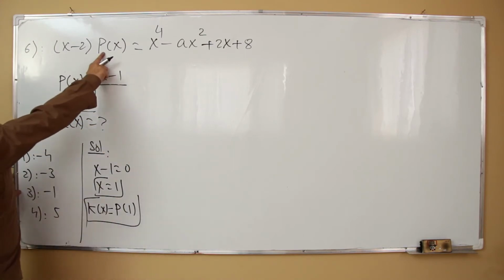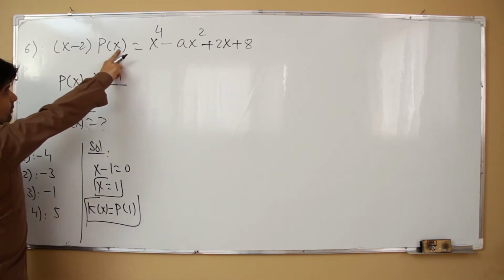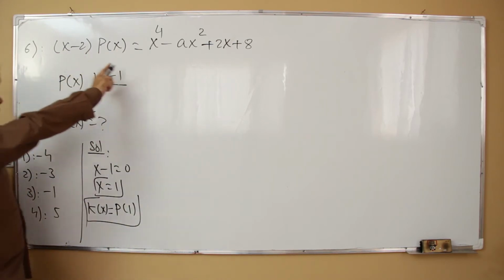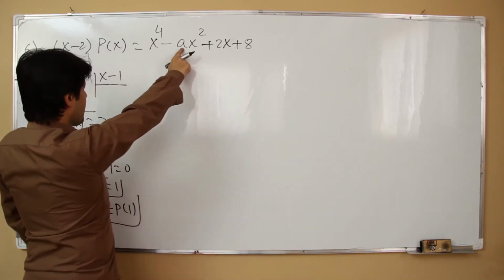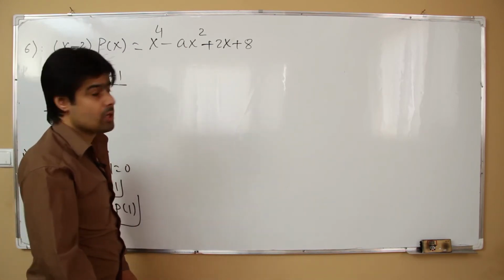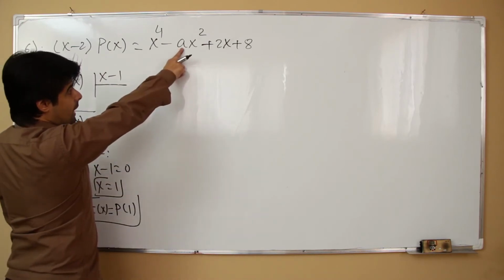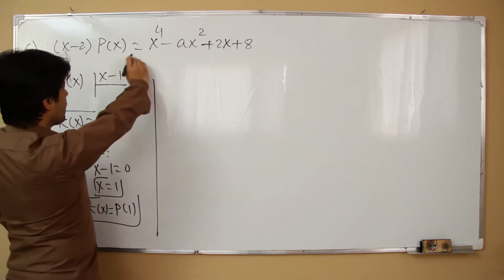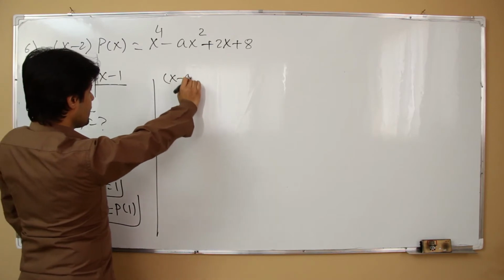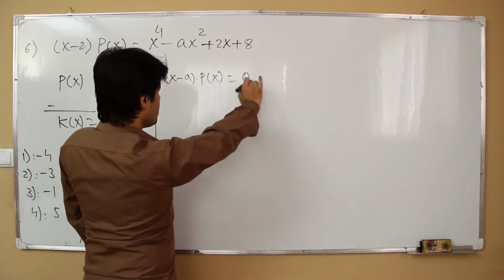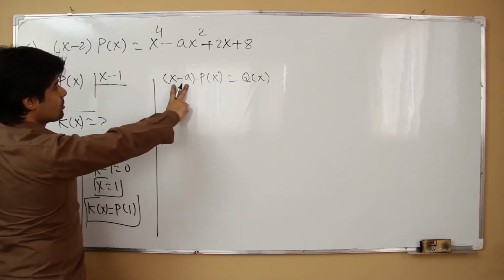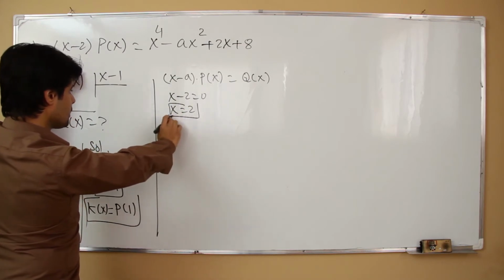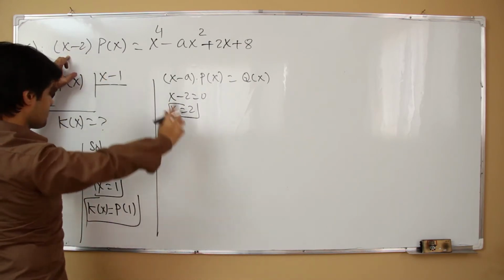In here, we have P. So you have to put 1 instead of x. But if you put 1 instead of x, this one is 1. In here 1, 1, 1. But a is a variable. So first, try to find the value of a. For finding the value of a, I think it has the shape of x minus a times P(x) equal to Q(x). Now equal this one to 0. X minus 2 equal to 0. X is 2. Then put in here 2. 2 minus 2, 0. 0 times this one, 0.